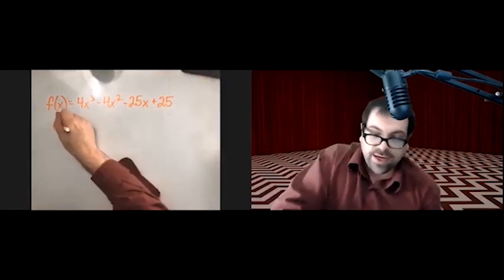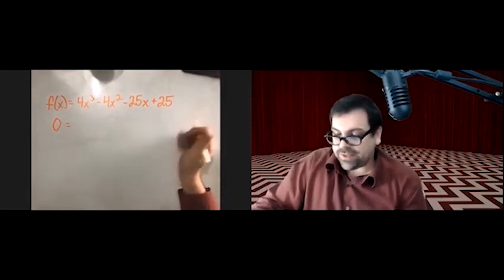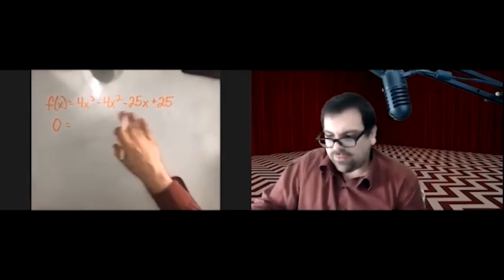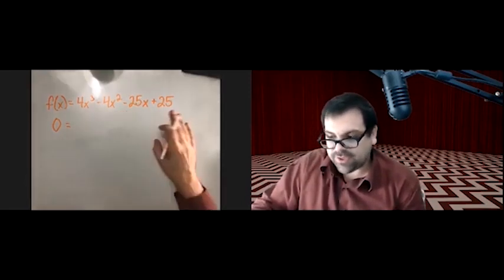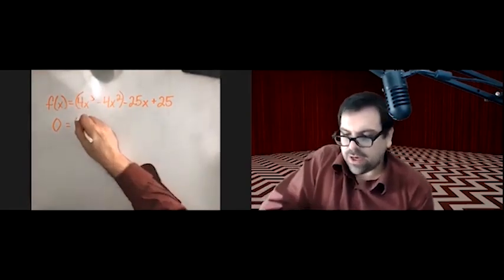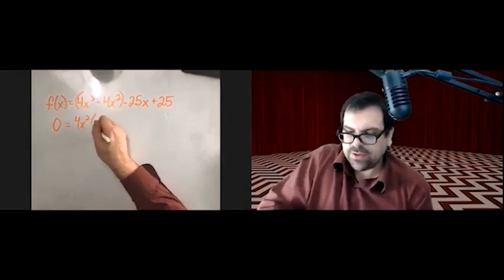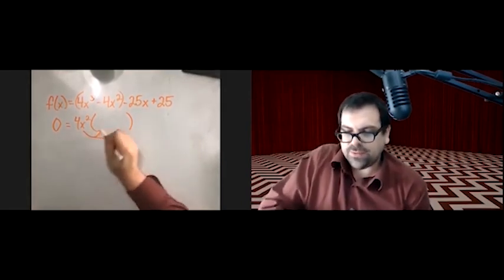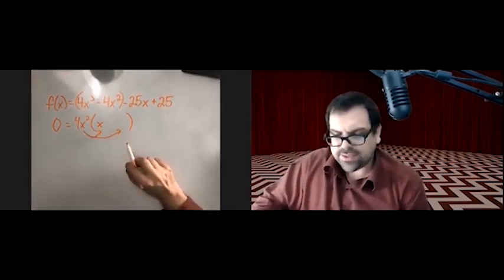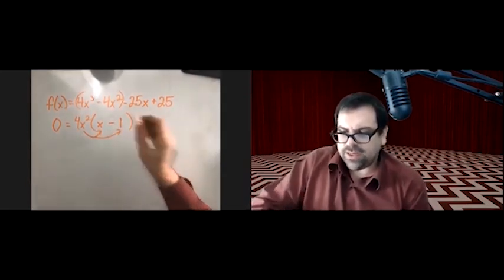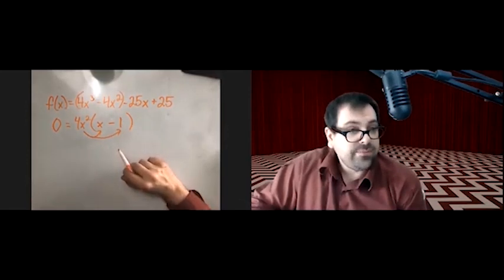We want to set the whole thing equal to 0, so we'll begin factoring this side so we can solve. Nothing can be factored out of all 4 terms, so we have to factor by grouping. If we group the first 2, we can take out a positive 4x squared. We're left with 4x squared times x is 4x cubed. 4x squared times negative 1 is negative 4x squared.